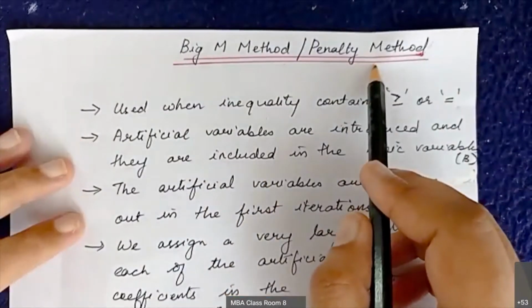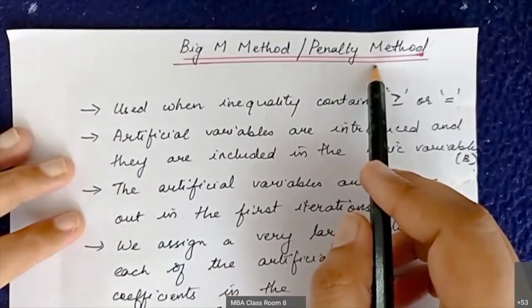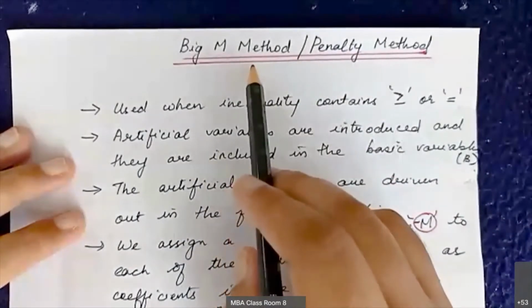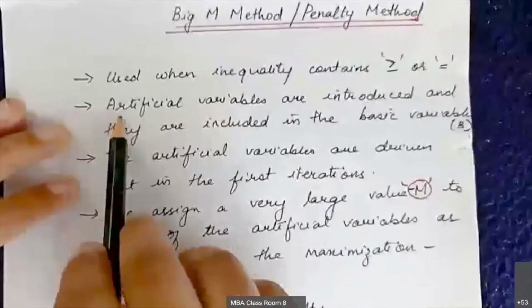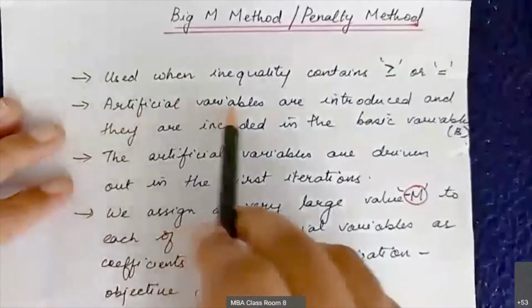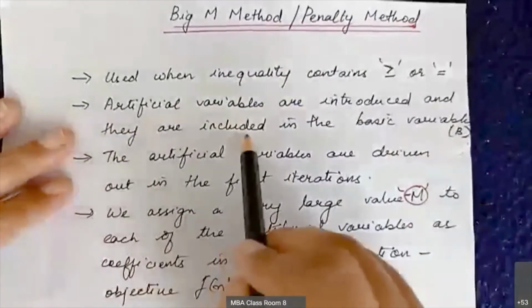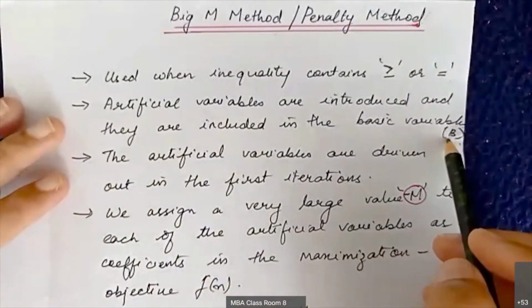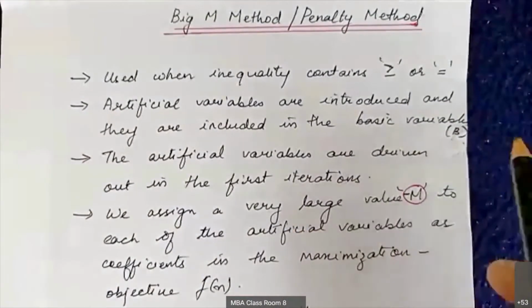There is one more method, that is the two-phase method. Other than that, we have this big M method. We'll be seeing the big M method in this class. Second instruction: artificial variables are introduced and they are included in the basic variables. Do you remember the basic variable? I'll just show the basic variable.